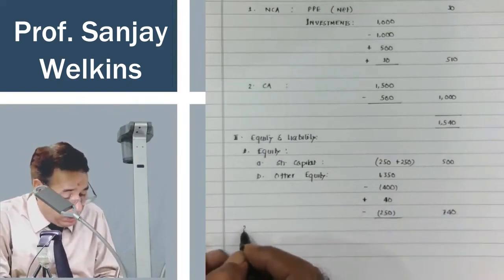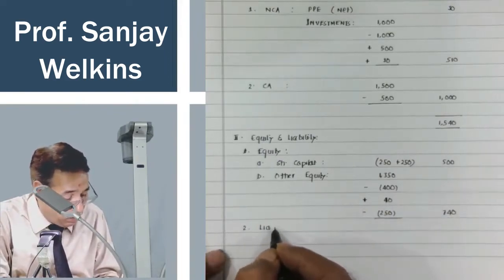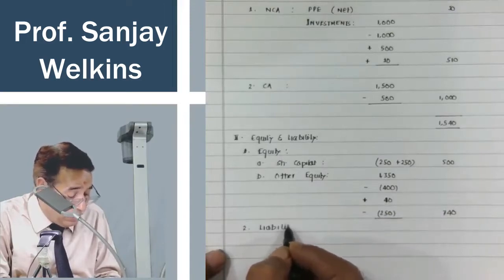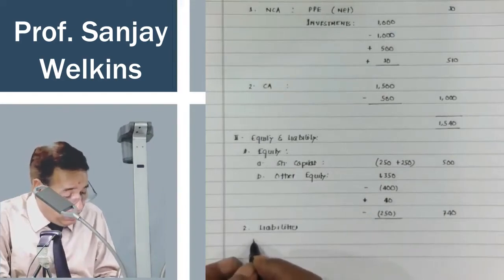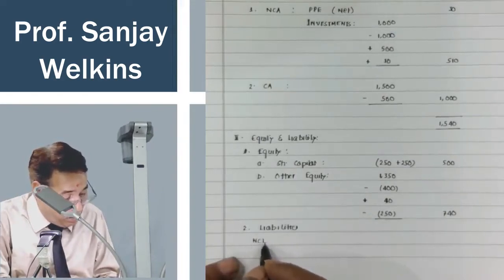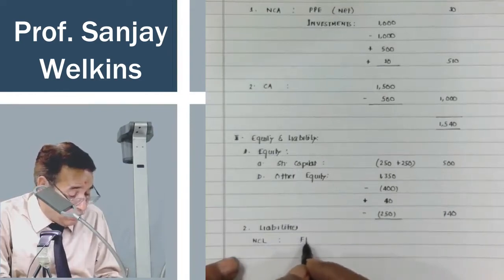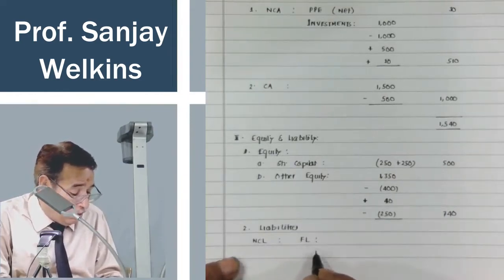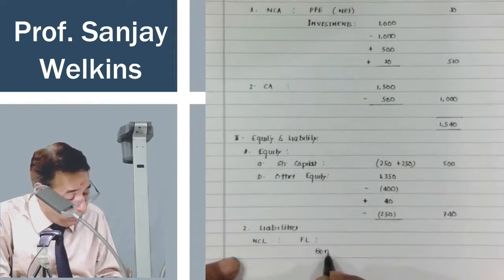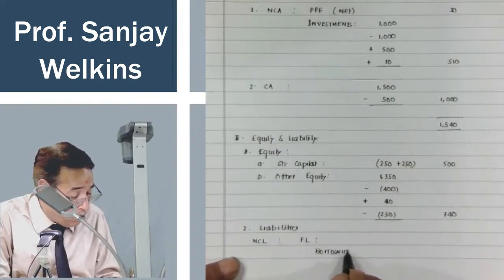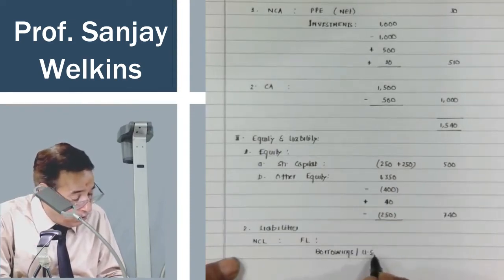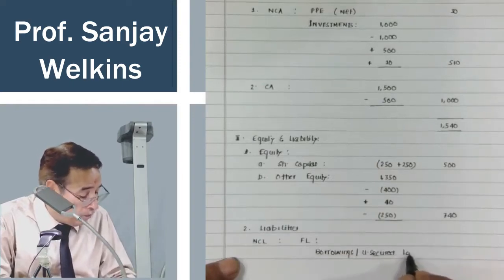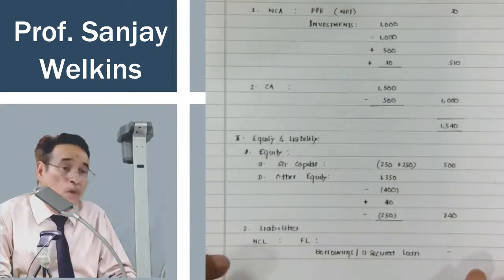Now, second, liabilities. As far as your liabilities are concerned, one is your non-current liability. Under non-current liability, there is financial liability in the form of borrowings or unsecured loans. However, nothing will come over here because no loan is left now.